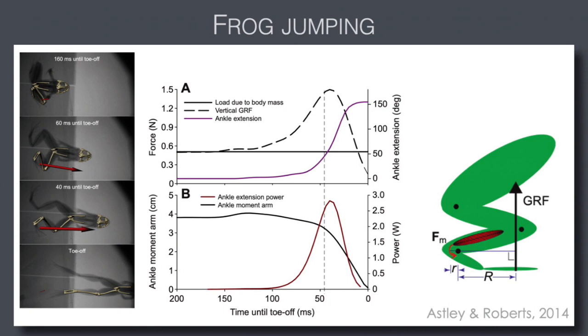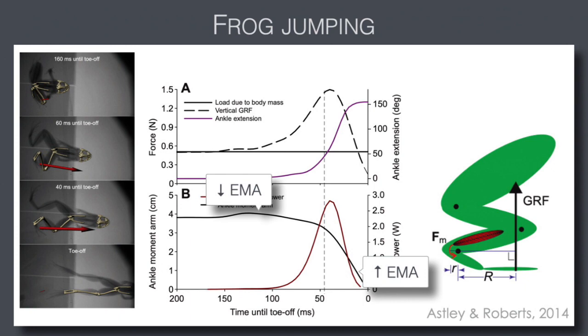In the case of the locust, we saw the in lever get bigger. In this case, the out lever is getting smaller. And as a consequence, we have the same thing happening. That is, the effective mechanical advantage starts very low, and then it grows as they take off. And this is beneficial for the same reason as the locust.